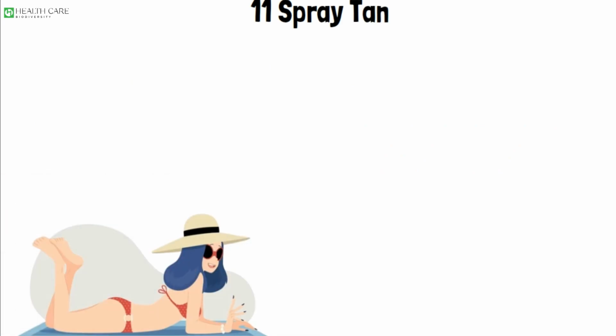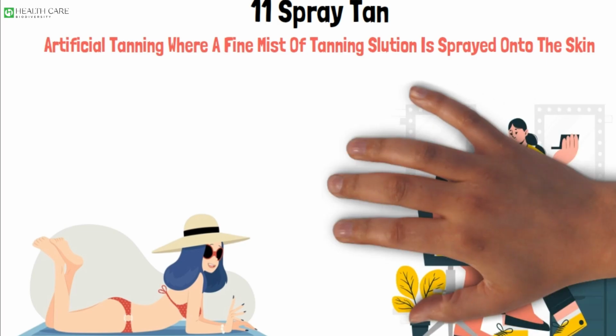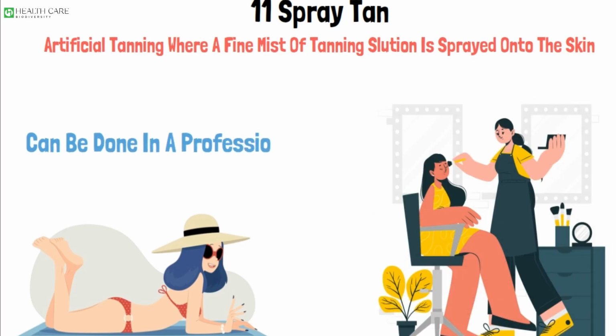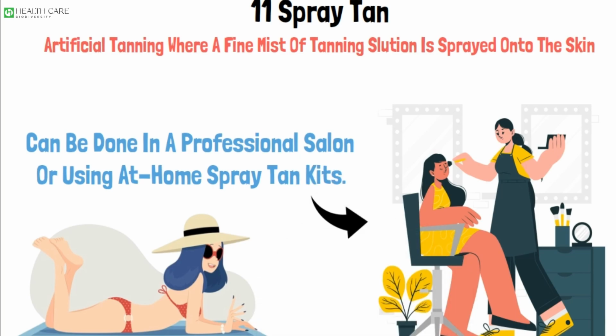Spray tan. Spray tans are a form of artificial tanning where a fine mist of tanning solution is sprayed onto the skin. This type of tan provides a quick and even application and can be done in a professional salon or using at-home spray tan kits.